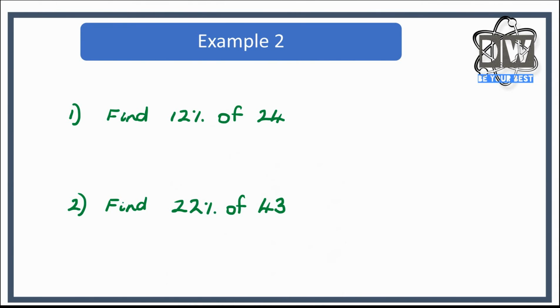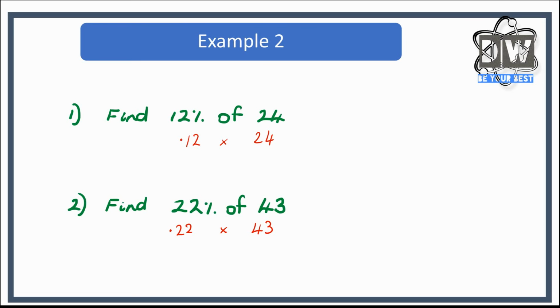The next one is find 12% of 24, or find 22% of 43. These are incredibly easy. In maths, when we see "of", we can pretty much always put times, okay? So what we're going to do to work these out is convert our percentage into a decimal, and then times it by the number. So this one would be 0.22 timesing by 43, all right?